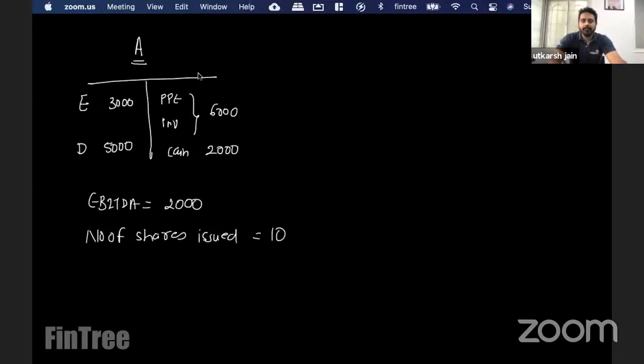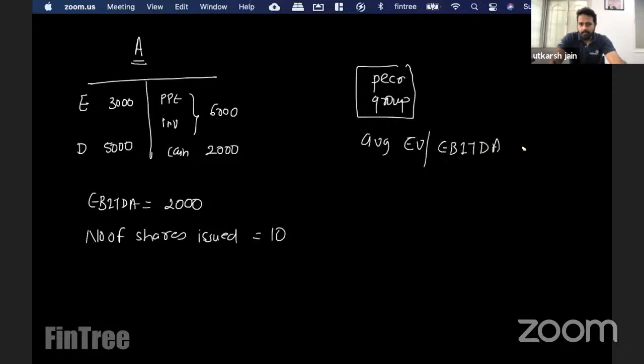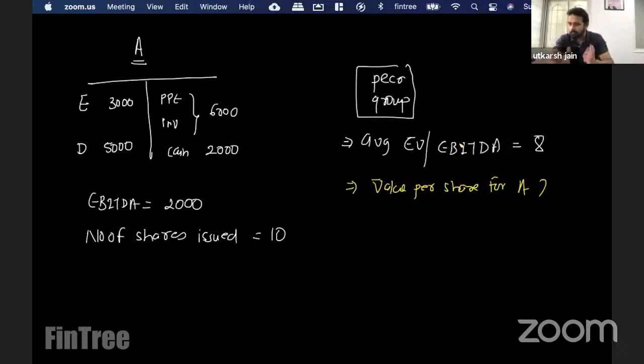Now in this industry, in the peer group, the average EV by EBITDA multiple in this industry is, let's say, 8. Now, based on this information, what you'll have to do is calculate the equity value per share, or value per share, for company A, using the information presented here on the balance sheet. It will take you probably 30 seconds. You know the formula, you'll have to improvise a little bit. So take your time, see if you can solve this. It will be fun if you can.